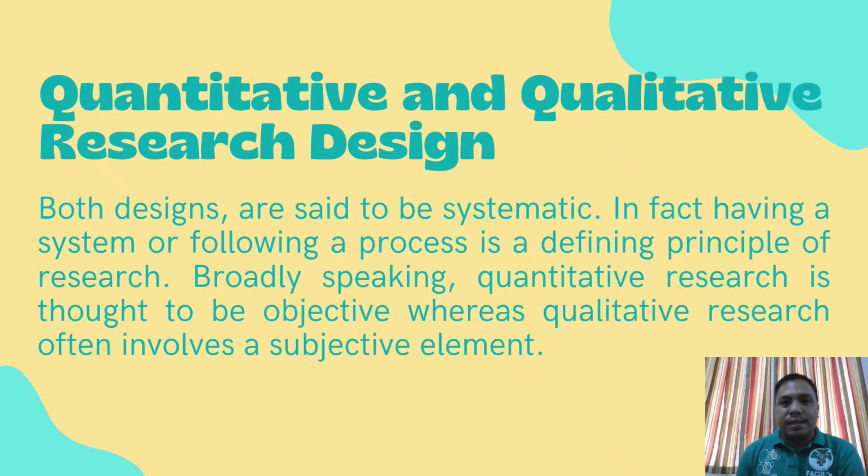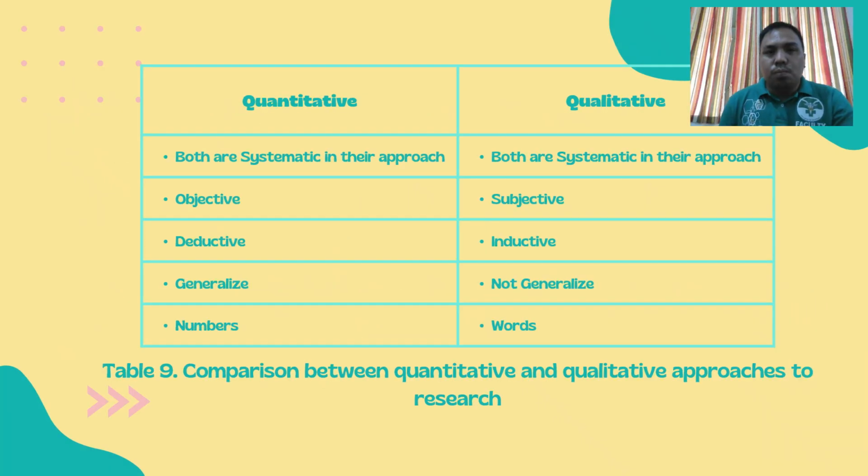In contrast, qualitative research is often subjective, emphasizing personal experiences, meanings, and interpretation to gain deeper insight into human behavior and social phenomena. Both quantitative and qualitative research are systematic in their approach, meaning they follow an organized process to gather and analyze data. However, they differ in focus and purpose.